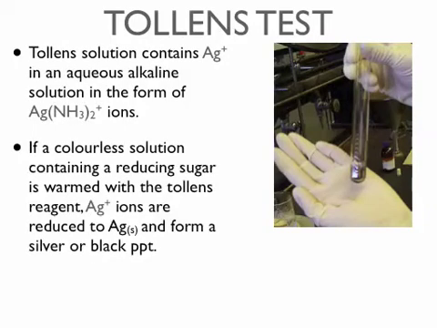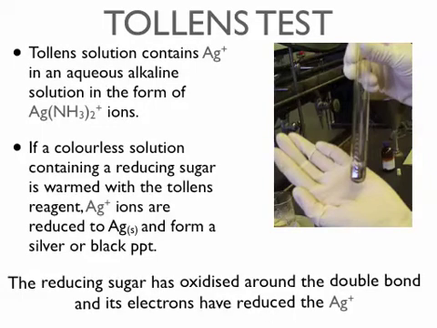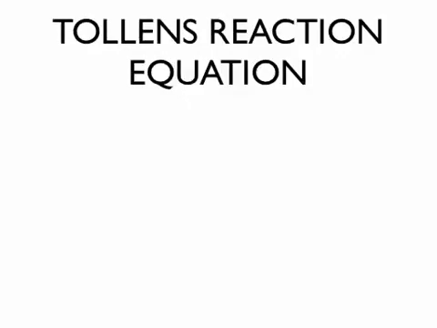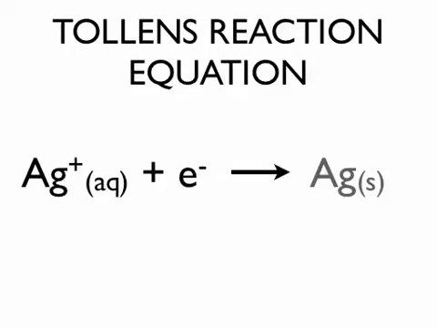Now, if a colourless solution containing a reducing sugar is warmed with Tollens reagent, silver ions are reduced to silver solid, and they can form a silver or a black precipitate. Note that the silver is reduced by the reductant reducing sugar. In other words, the reducing sugar has oxidized around the double bond and its electrons have reduced the silver ions. Now, the reaction involved in the equation is silver ions in solution plus an electron are reduced to a silver solid.